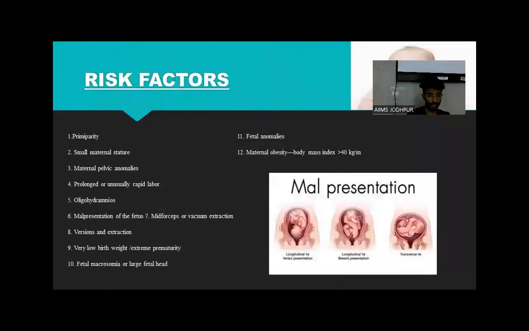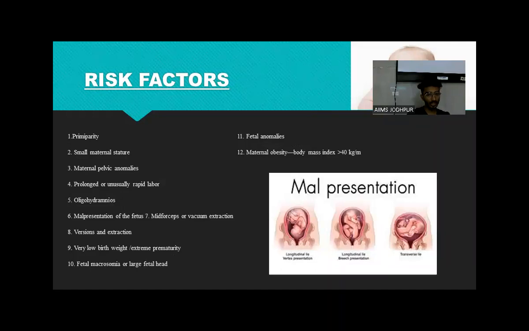So if we consider the risk factors, they include primiparity, small maternal stature, maternal pelvic anomalies, prolonged or unusually rapid labor, oligohydramnios, malpresentation of the fetus, and a major factor, which is mid forceps or vacuum delivery, version and extraction. Very low birth weight babies can also have birth injuries, as well as fetal macrosomia, fetal anomalies, and maternal obesity.